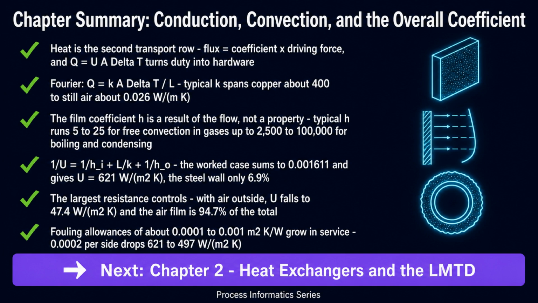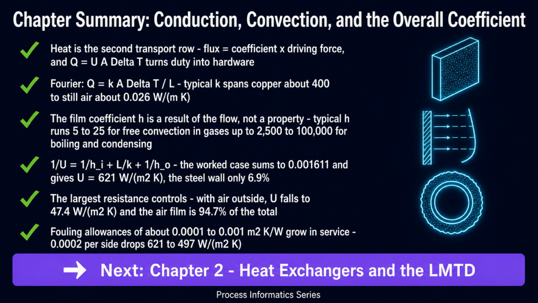Flux equals coefficient times driving force, and it turns the thermodynamic duty into hardware through Q equals U A delta T. Fourier's law gives Q equals k A delta T over L through a slab, and typical conductivities span copper at about 400 down to still air at about 0.026 watts per meter Kelvin, roughly 15,000-fold, while insulation works by trapping air. The film coefficient h is not a property, but a result of the flow.